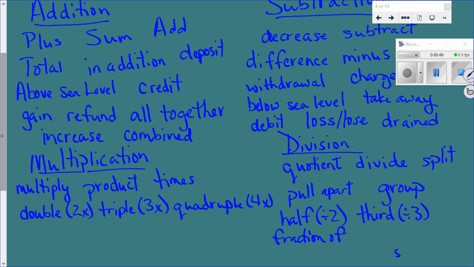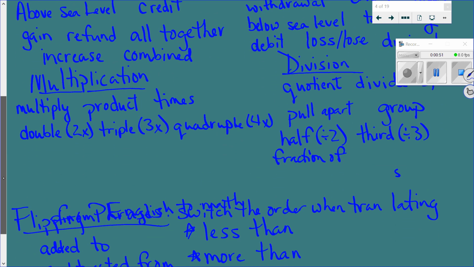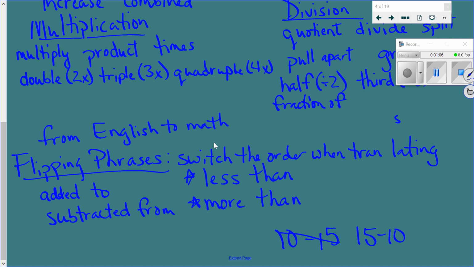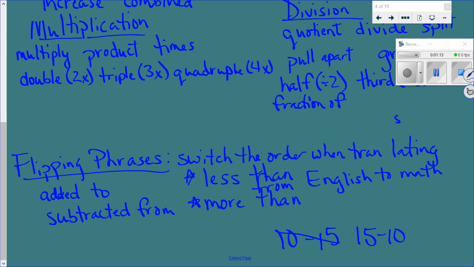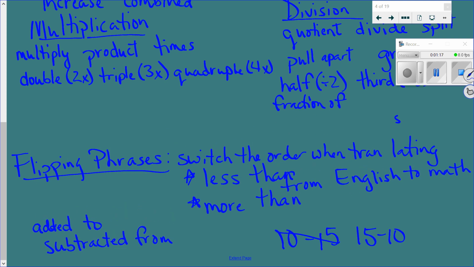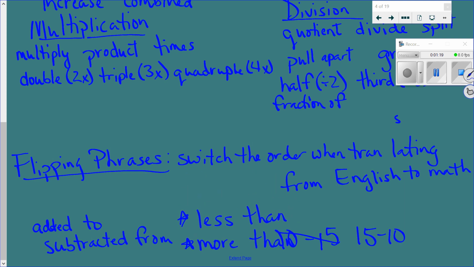Here's where we need to pick up again, guys. What we haven't talked about yet is what we call flipping phrases. These are what we get when we translate from English to math.